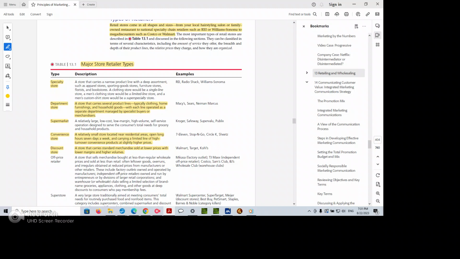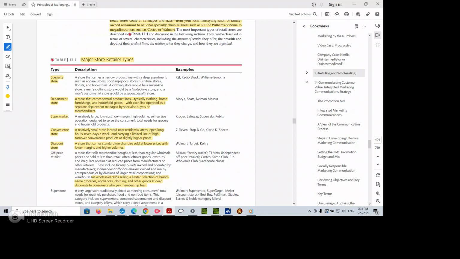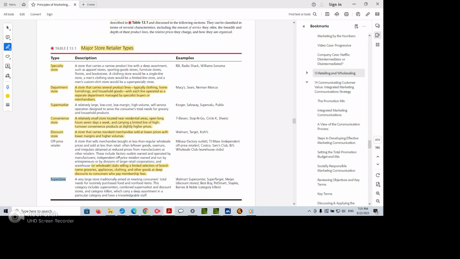For wholesale clubs, wholesaling, that could be your Costco, your Sam's Club. It's selling a limited selection of brand names, groceries, appliances, clothing, and other goods at deep discounts for consumers who pay membership fees. This is your bulk purchases, such as Sam's Club, Costco, TJ Maxx. I wasn't familiar that was what they had, but I guess that's what it is.